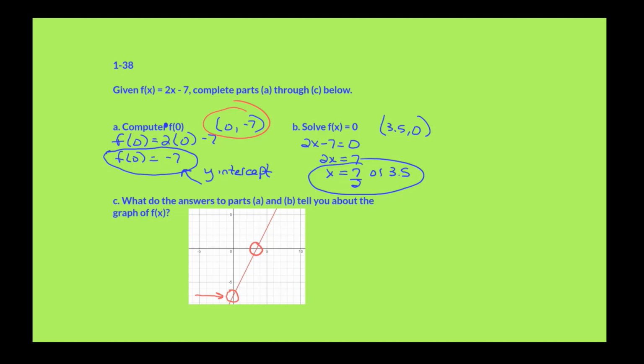Or in the world of quadratics, if it was crossing the x-axis, we would call it one of our solutions. But we've set it equal, so this is at 3.50. So that's what those are. That's how they're important to this graph. One is the y-intercept and the other is the x-intercept. And that ends 138. Let's move on.